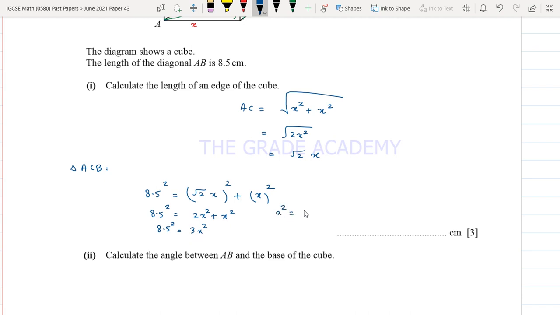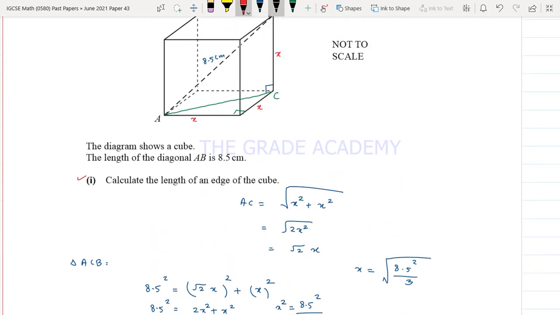So x squared will be equal to 8.5 squared over 3. And by taking the square root, we get x equals the square root of 8.5 squared over 3, which gives us x is equal to 4.91 centimeter. So now we have to calculate the angle between AB and the base of the cube. So now we have to calculate this angle theta. So we have to calculate the angle which is from this AB to AC.